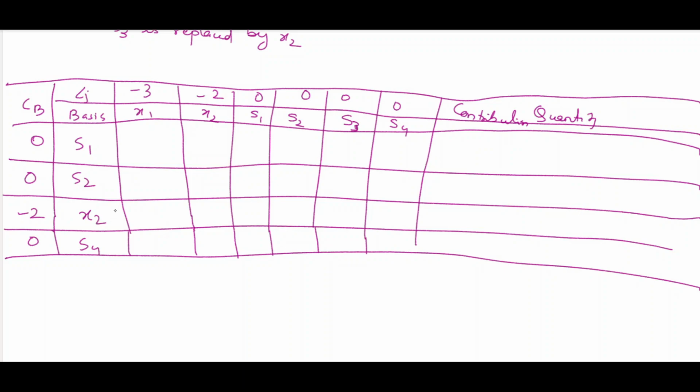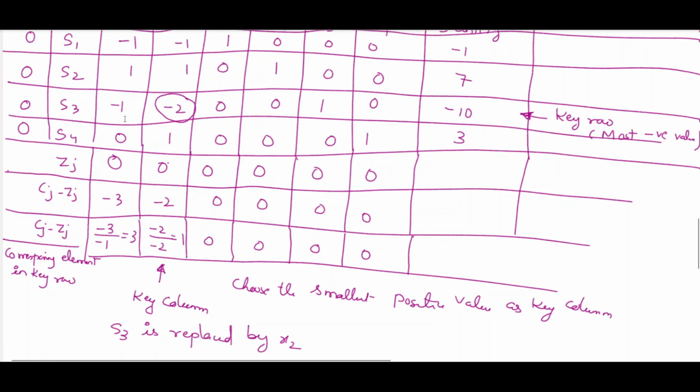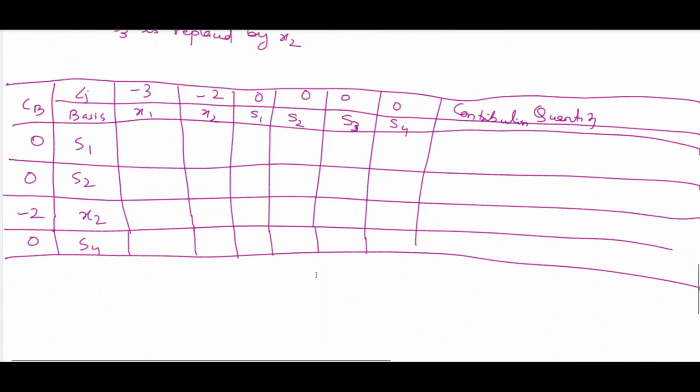Now what we will do? Now we will do the entire this row, this S3, this row divided by -2. That means -1 by -2, -2 by -2, then 0 by -2, 0 by -2, then 1 by -2, then 0 by -2, likewise -10 by -2. We will start from this row. So it will be 1 by 2 as usual process. 1, 0, 0, 0, again 1 by 2. So it is 1 by 2, 1, 0, 0, minus 1 by 2, 0, then here it is 5.